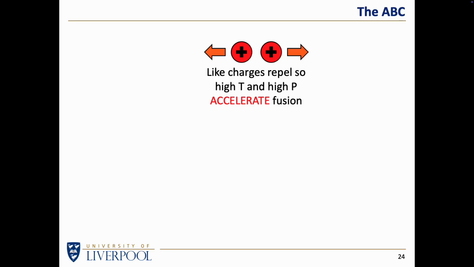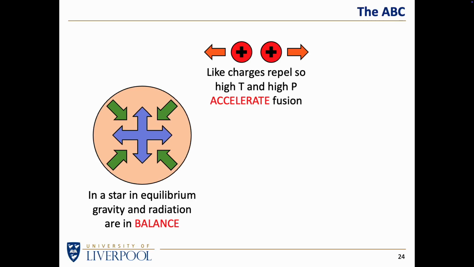So if you can get your medium, whatever it is, your gas, hot enough with high enough pressure, you can get these protons close enough to fuse together, even though they're both positive and they're both trying to repel each other. If you get the gas hot enough, you can accelerate the fusion process. So I would argue that heat, or at least high temperature, let's not bother about pressure for the moment, gives the particles a lot of energy and gets them really moving. High temperatures will accelerate the fusion process. That's the A of the ABC.